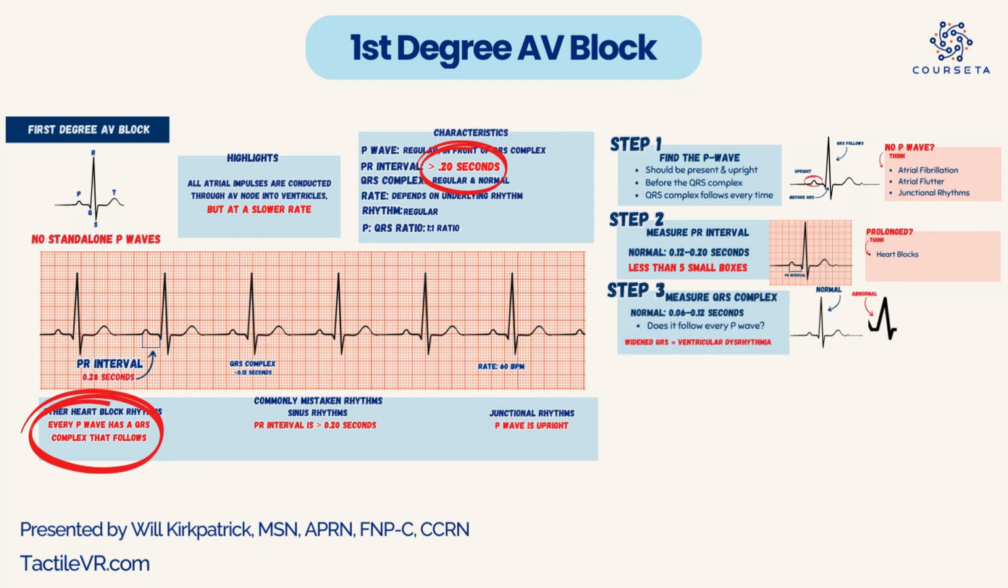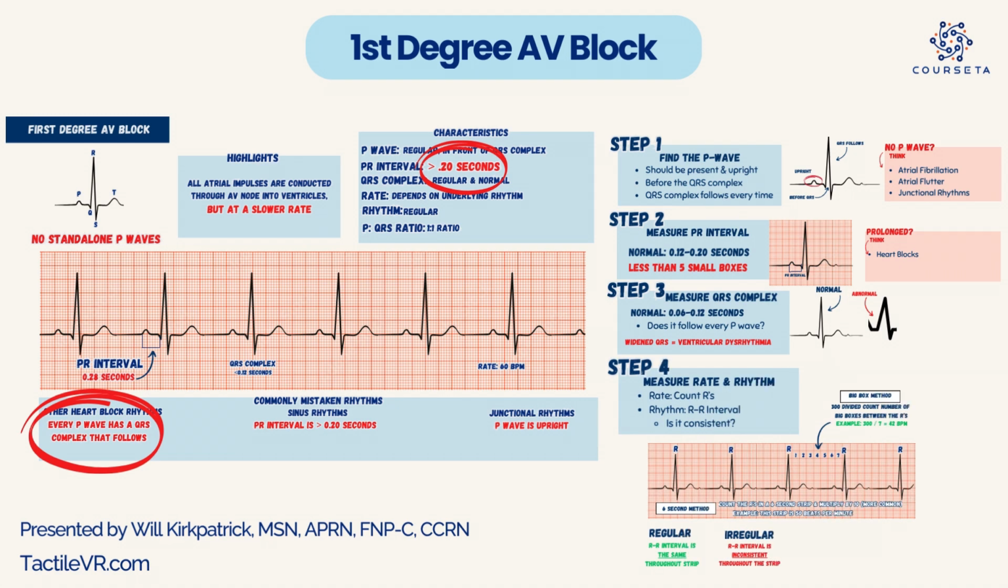So step number 3 is measuring the QRS complex. It checks out because it's less than those 3 small boxes. And then step number 4, measure the rate and rhythm. The rate here in this case is 1, 2, 3, 4, 5, 6. So 60 beats per minute. We're using that 6-second strip method, which is the most common. All right, and then measuring the rhythm out. The rhythm here is checking out because it's consistent between each of those R to R intervals. All right, so this would be first degree heart block.